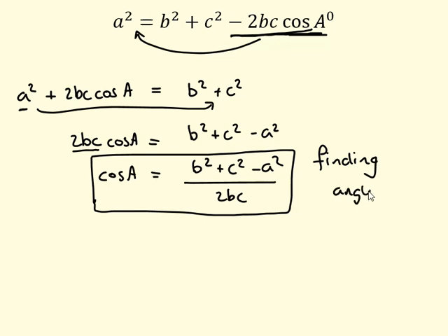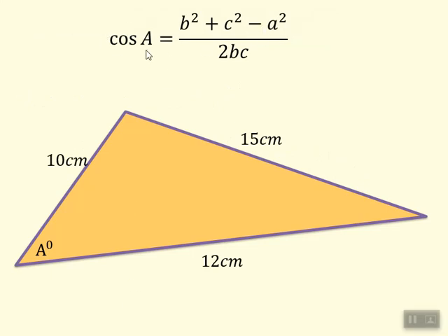I'm going to teach you how useful this formula is. Okay, so cos A is equal to b squared plus c squared minus a squared over 2bc. So here's the formula here. Cos A, cos of the angle that you want, is equal to b squared plus c squared minus a squared over 2bc. I'm going to teach you how simple this formula is.